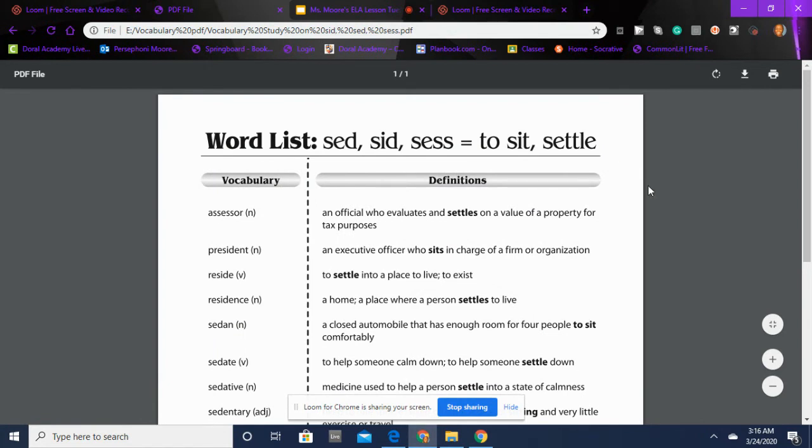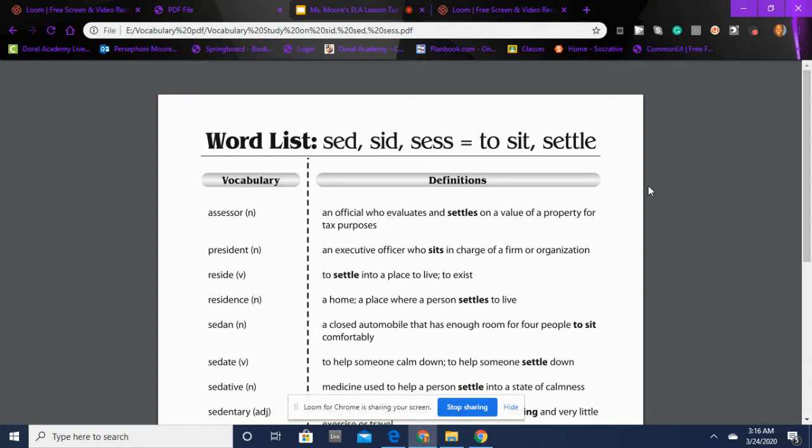All right, so you're not able to see me, but you're able to see this word list. It is sed, sid, and sess. It means to sit or to settle. So you'll notice that all of these words with the definitions have something to do with something sitting or settling.